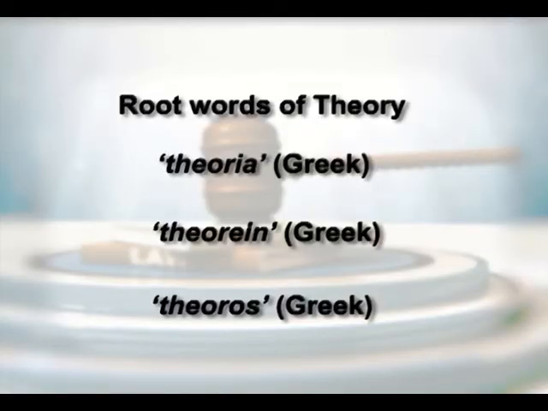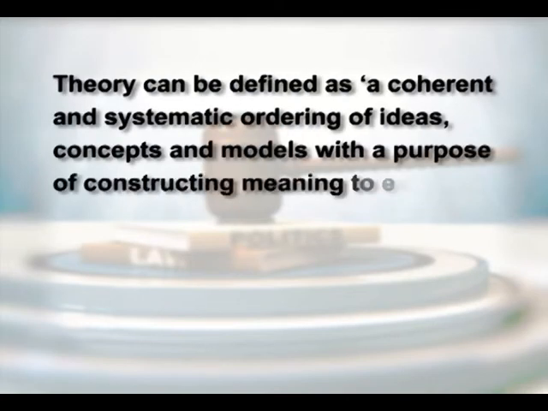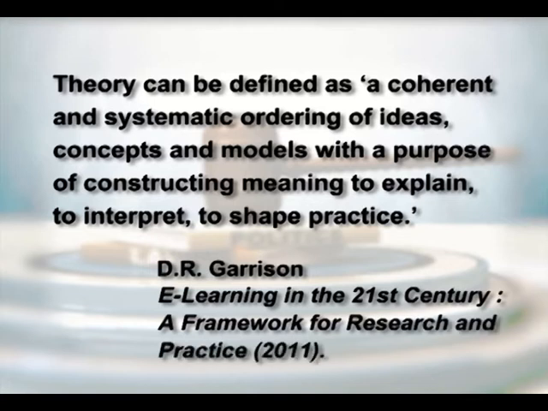So I think we can get some rudimentary idea of what theory can be in the English language from its three root words, theoria, theorein, and theoros. To come to a present definition of theory, we may quote D.R. Garrison. Garrison is an expert on distance education. And Garrison, in one of his publications, has defined theory as, I quote, a coherent and systemic ordering of ideas, concepts, and models with the purpose of constructing meaning to explain, to interpret, to shape practice.